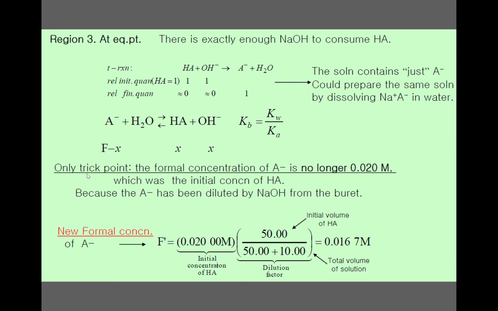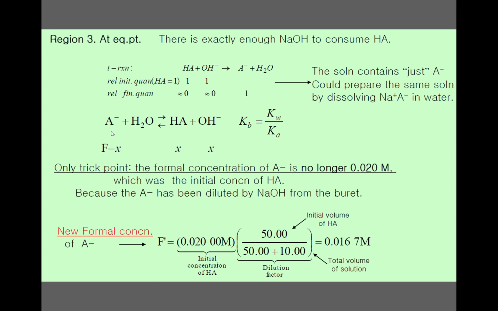Here is the one only trick point. The formal concentration of A minus is no longer 0.02 molar. Why? Because the hydroxide ion was added, so it is diluted. So first we have to calculate the formal concentration of the anion by this equation.